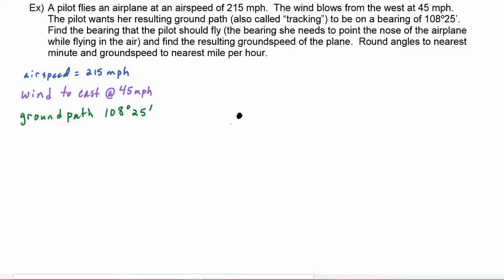Now we know that she wants her resulting ground path to be on a bearing of 108 degrees 25 minutes. So draw a dotted line to the north, and we know we would turn through an angle of 108 degrees 25 minutes, and that would be the vector of the ground path.